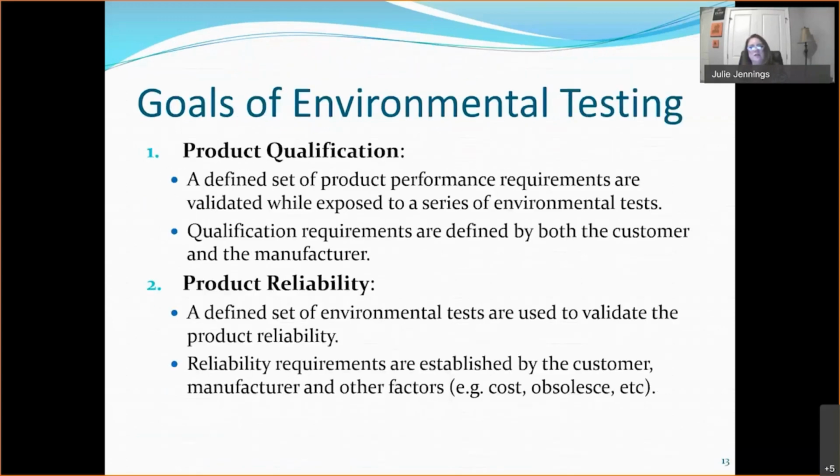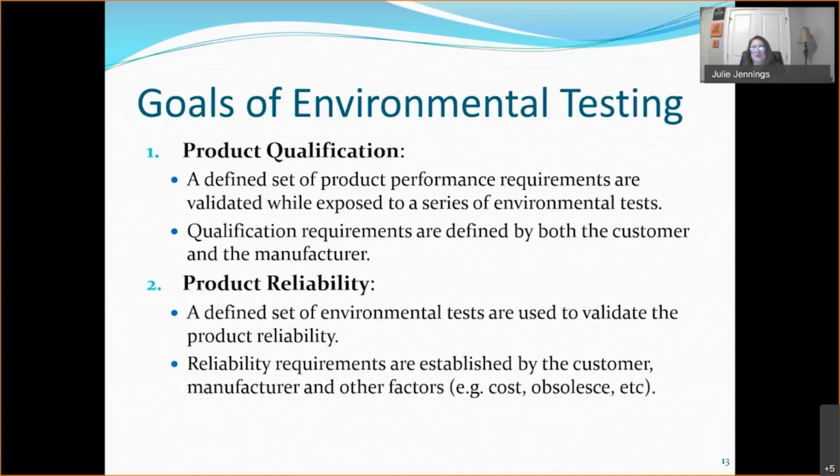Okay. So the goals of environmental testing are two. We talked about that at the beginning: product qualification and reliability. When we do qualification, our main goal is to understand whatever our product is, its performance in a series of environmental tests.